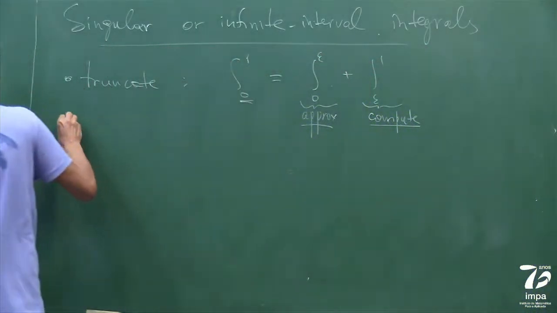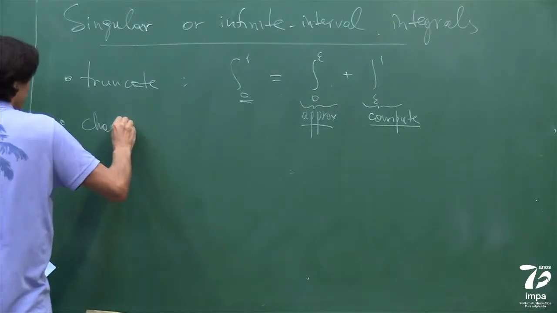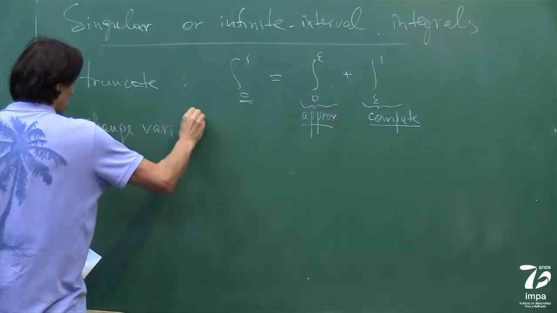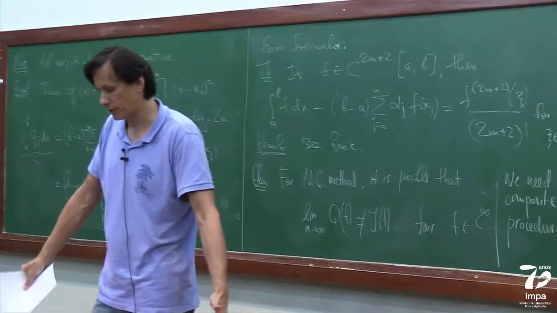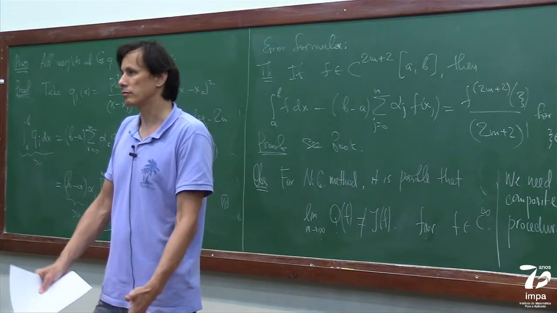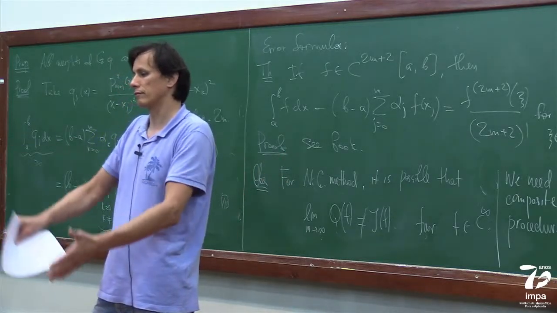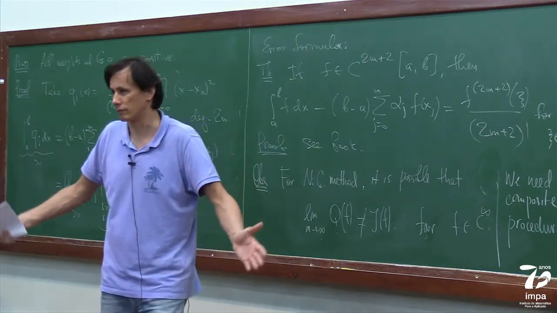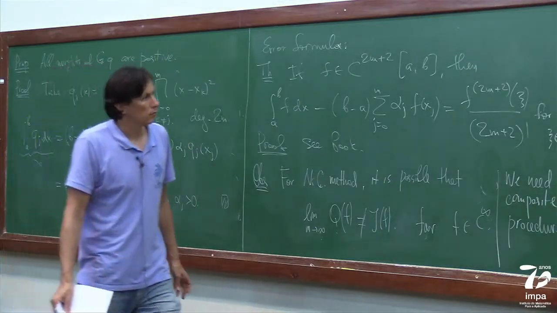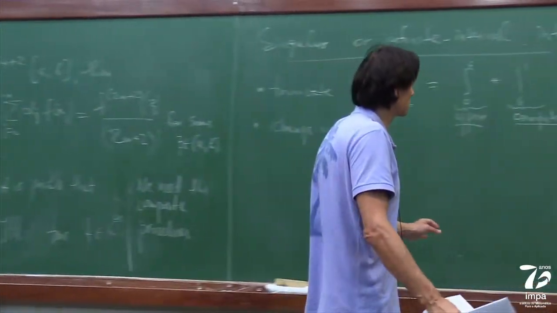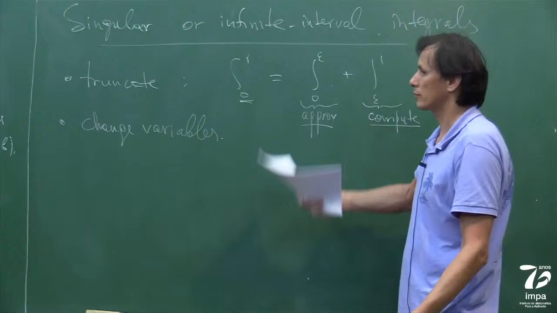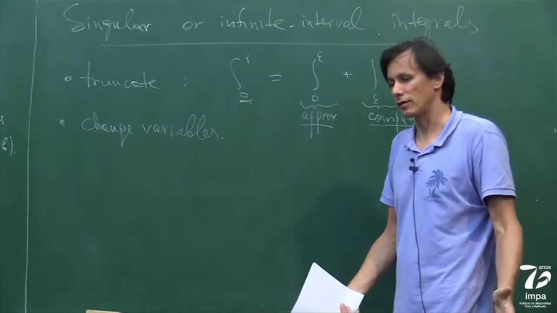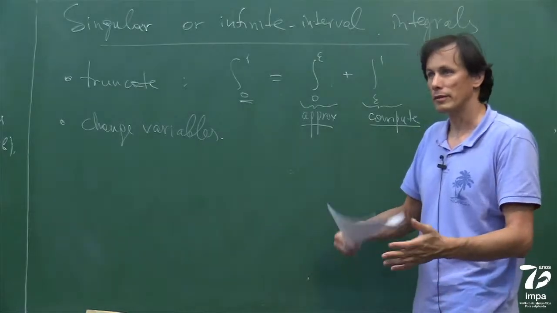Another is change variables. This is quite an obvious way. For an infinite interval integration, you can always change variables, mapping the infinite interval to a finite interval. Only you should be careful, because when you change an infinite interval to a finite interval, you can get integration in a finite interval, but with a singularity. But sometimes so.